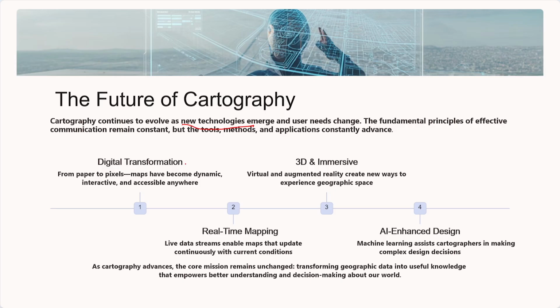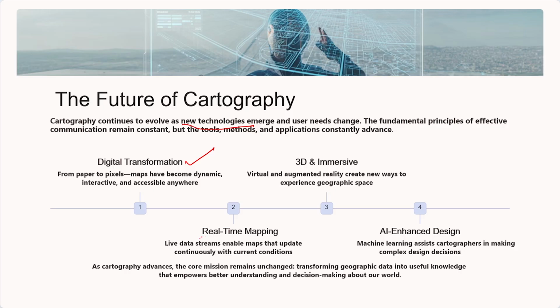So, as far as digital information is concerned, from paper to pixels, maps have become dynamic, interactive and accessible everywhere. That is why the map is now ubiquitous, it is not localized. Now there is real time mapping, where live data streams enable maps that update continuously with current conditions.